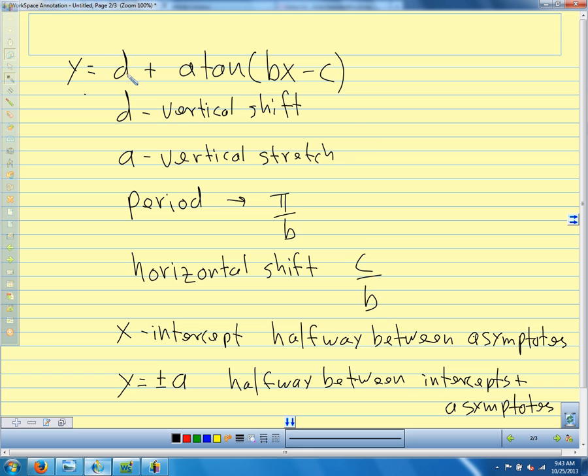Now if we have a vertical shift, then our stretch is going to be above and below where we've shifted our vertical shift to, just like we did for our amplitude for sines and cosines. So if we shift, this is going to be above and below our vertical shift. So let's look at a couple of examples of using this information to graph a tangent function.